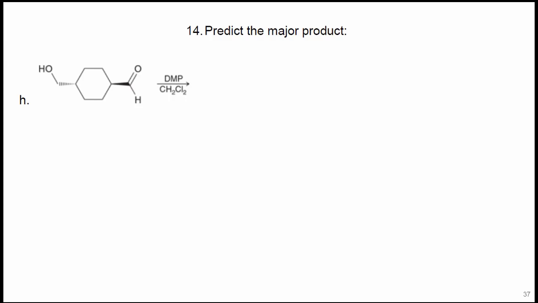All right, questions on the last one? This one is an alcohol and an aldehyde with DMP, which is the Dess-Martin periodinane. That one acts like PCC. So what is our product going to be there? What functional group will we get?